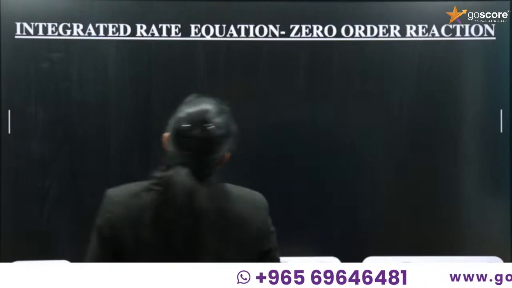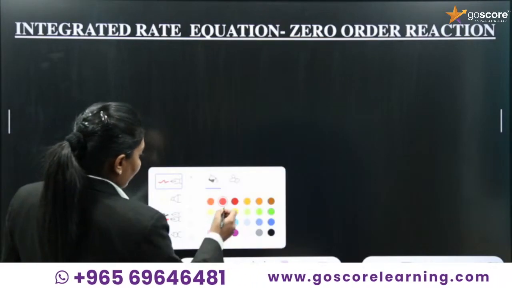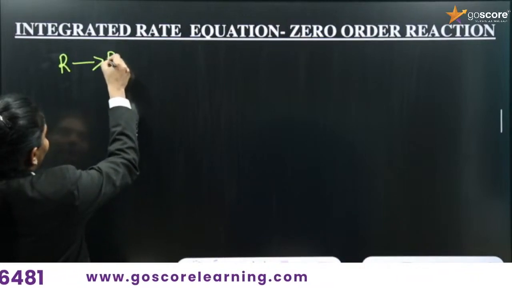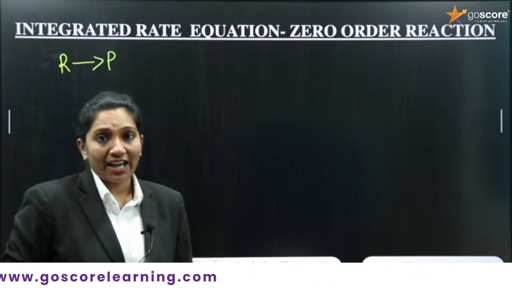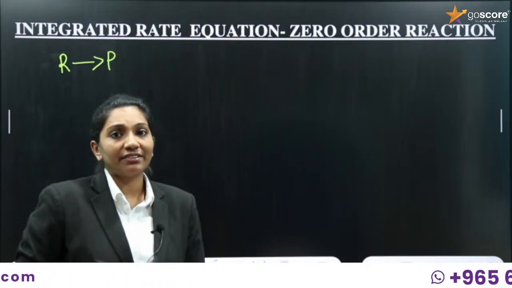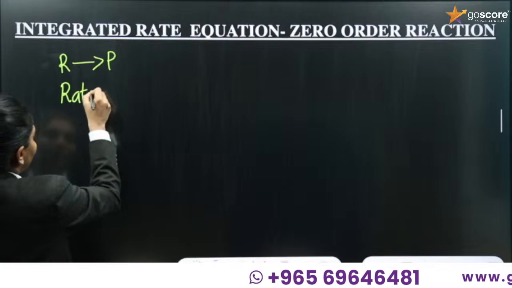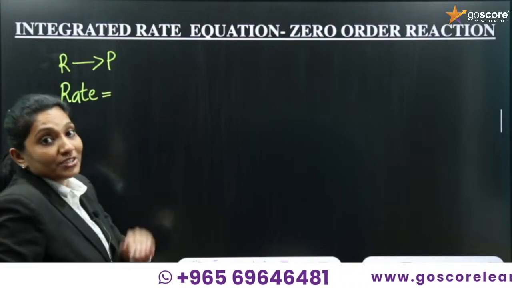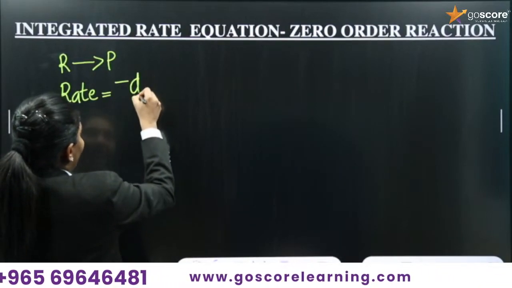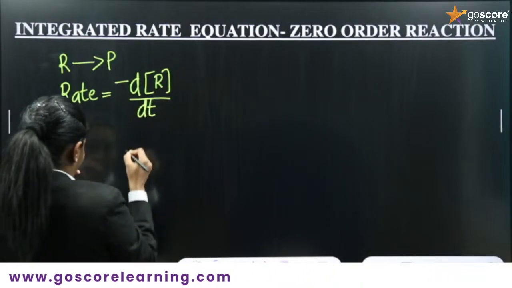First, the integrated rate equation for zero order reactions. We can consider the reaction in which the reactant is changing into product. Okay. So in terms of the reactant, that is, the decrease in the concentration of reactant, how can we write the rate of the reaction? Rate is equal to the decrease in the concentration of reactant with time. Since it is a decrease, it is minus dR by dt, right?